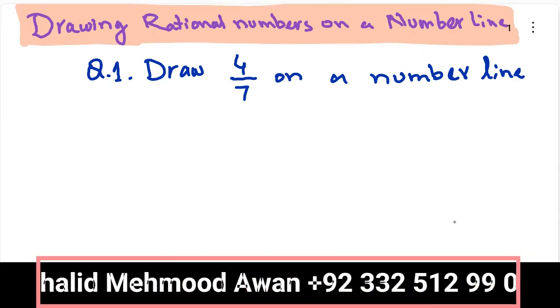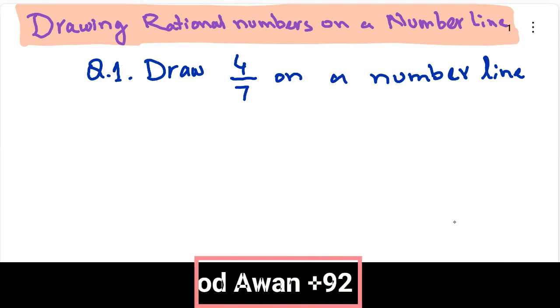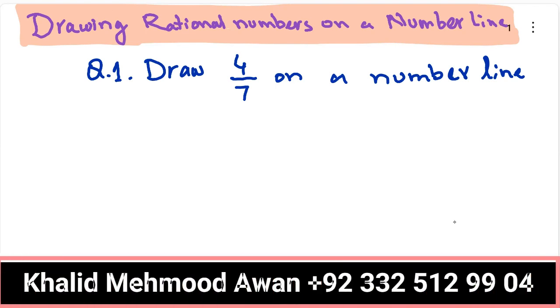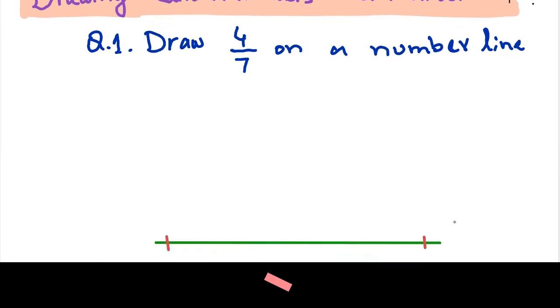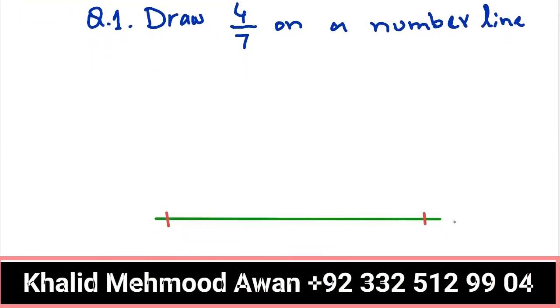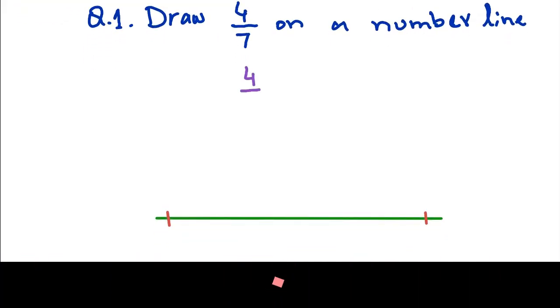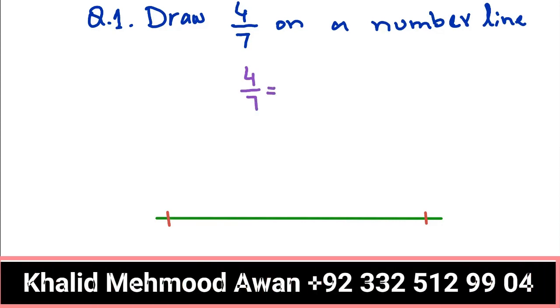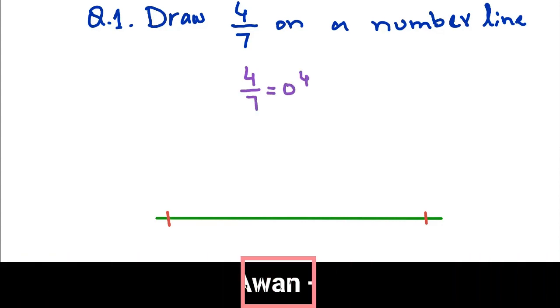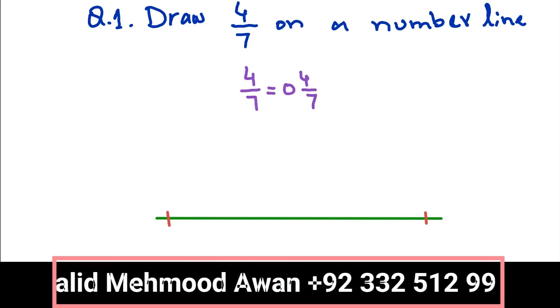Hope you are fine. Today we'll be learning to draw rational numbers on a number line. And the first example for this is draw 4 by 7 on a number line. So we should know that 4 by 7 is actually equal to 0 whole 4 by 7. Now it has three parts you can see here.